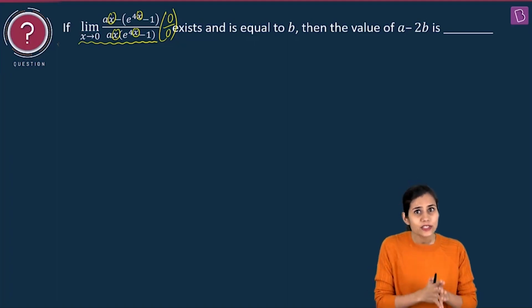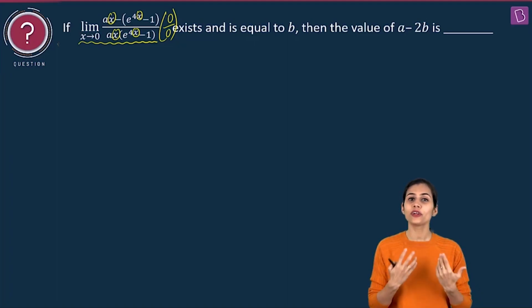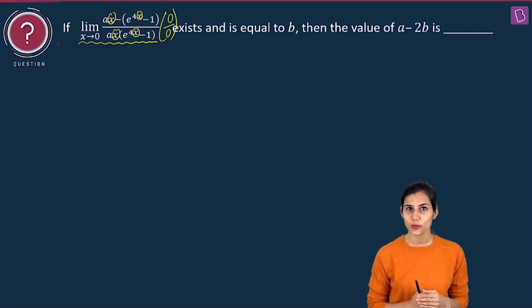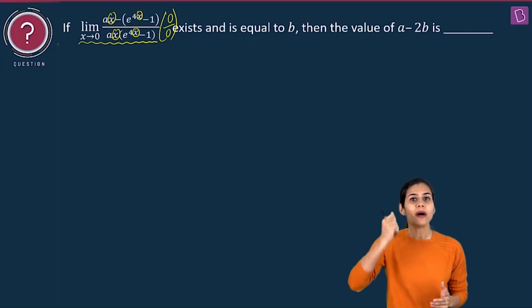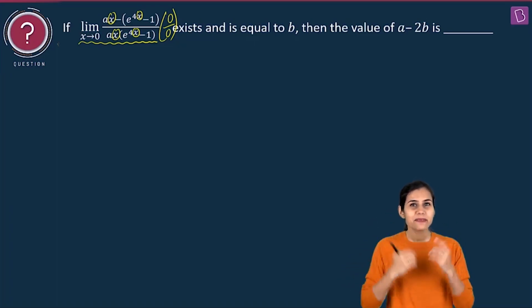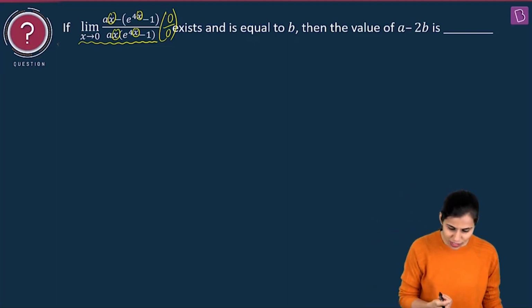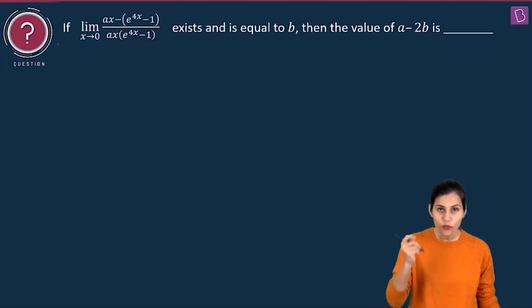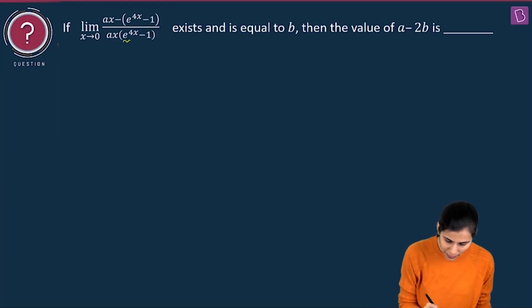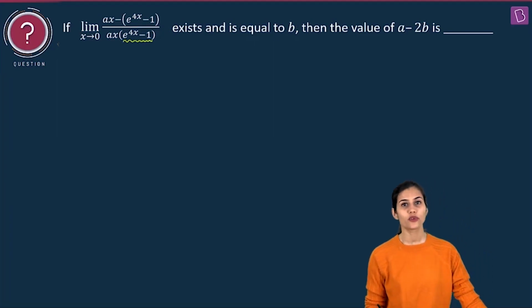This is something that yes, you can do here, but I am not going to opt for this methodology to tackle this question because something smarter is tickling my head right now. Let me share that with you. What I'm going to do is focus all my attention onto this portion, which is e to the power 4x minus 1.